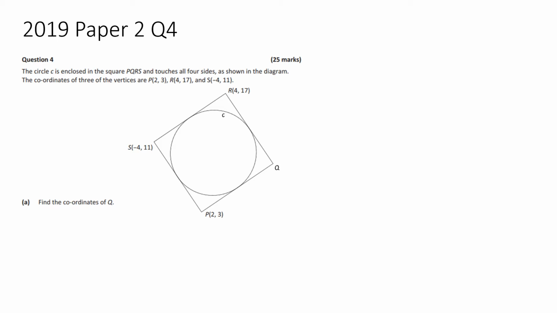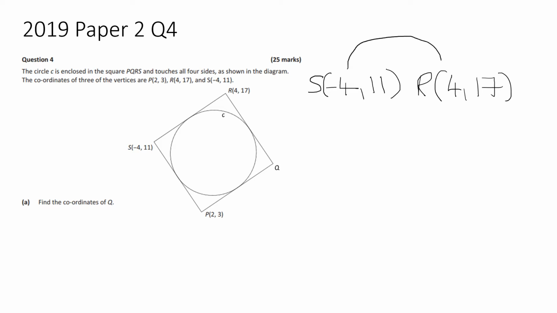So we know that the movement from S, which is minus 4, 11, will be equal to the movement on the opposite side. So if we look at the distance in the x's from minus 4 to 4, we can see that is a jump of 8. And then if we look at the distance on the y's from 11 to 17, we can see that is plus 6. So if that movement is 8 on the x's and 6 on the y's, that means P to Q is going to be the same.